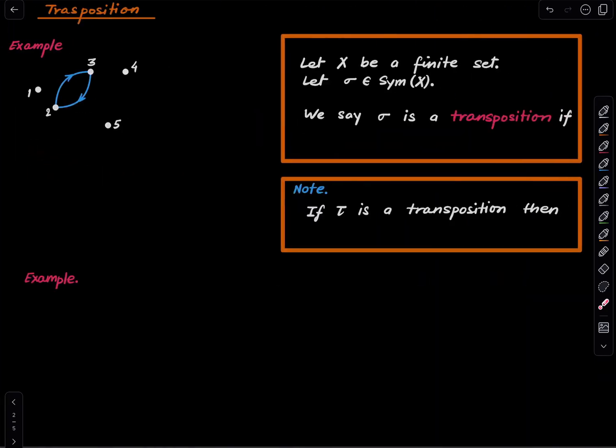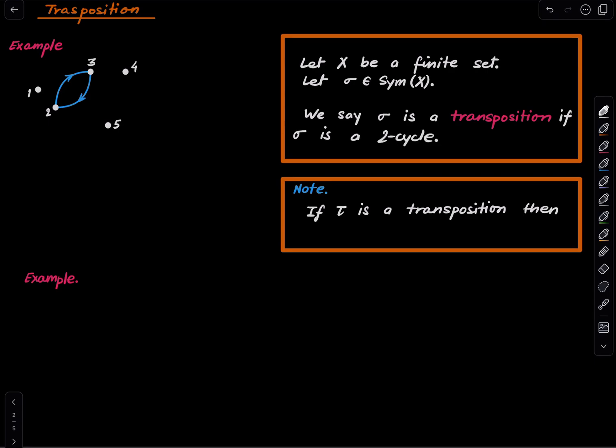So the topic of this lecture is transpositions, and transpositions are very easy to define. A permutation is called a transposition if it is a 2-cycle. So in this example, we have a permutation of a set of 5 elements, and the digraph is this. So this is a 2-cycle, and that is the definition of a transposition. Let me write it down. Let X be a finite set, sigma a permutation on X. We say sigma is a transposition if sigma is a 2-cycle.